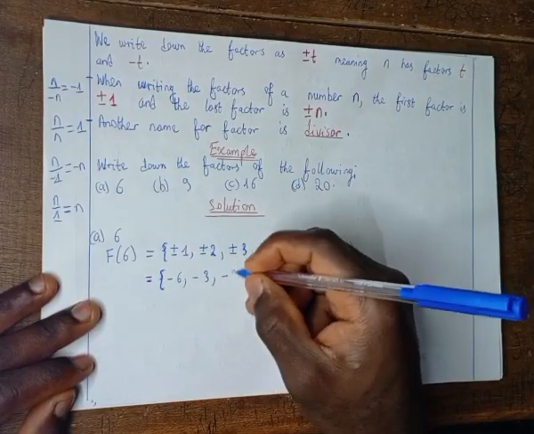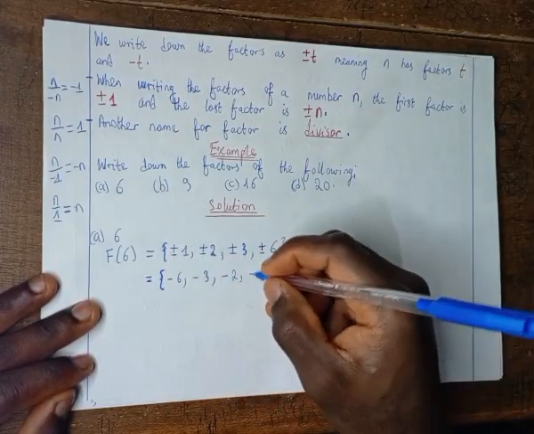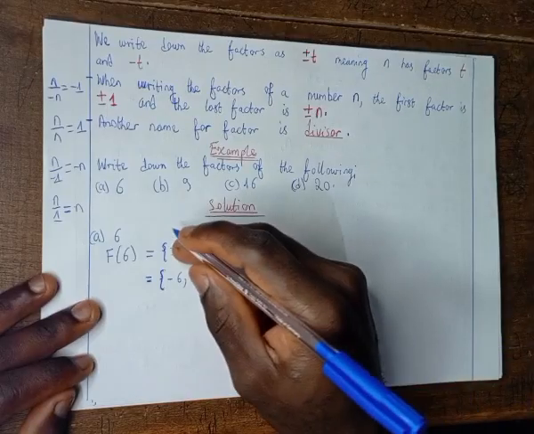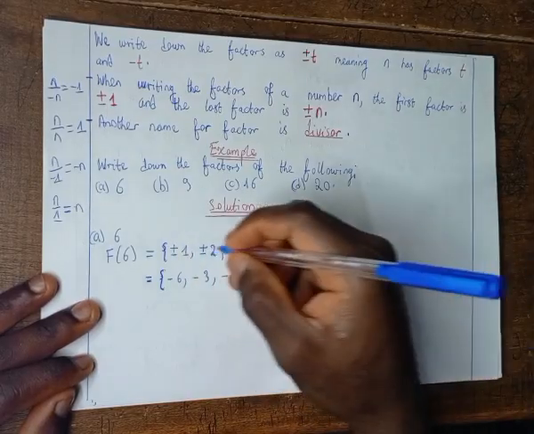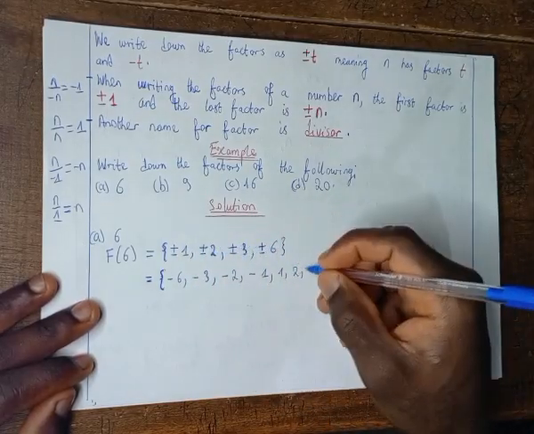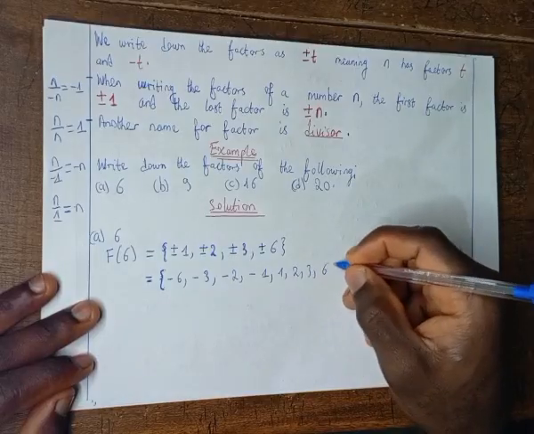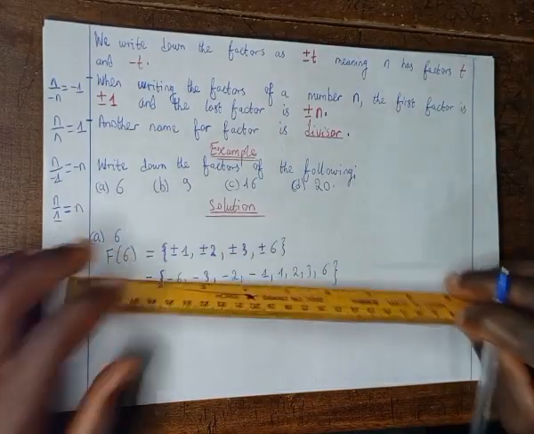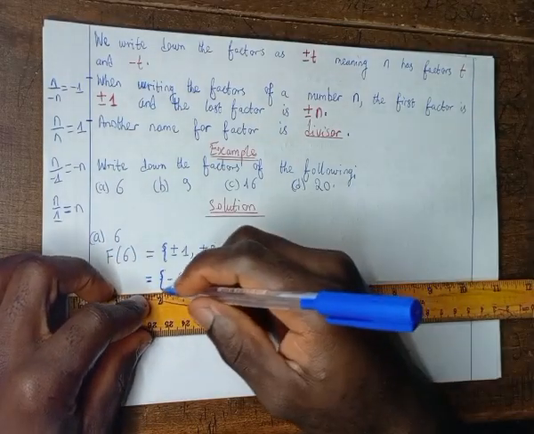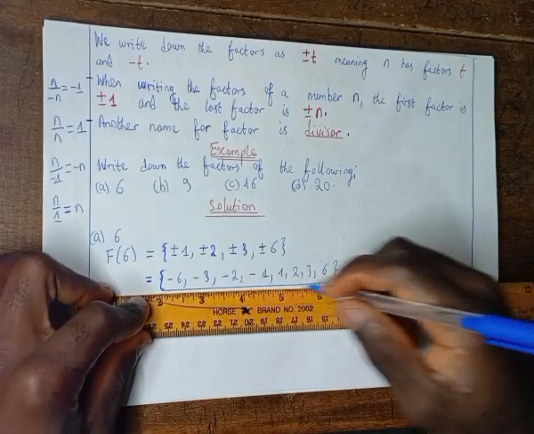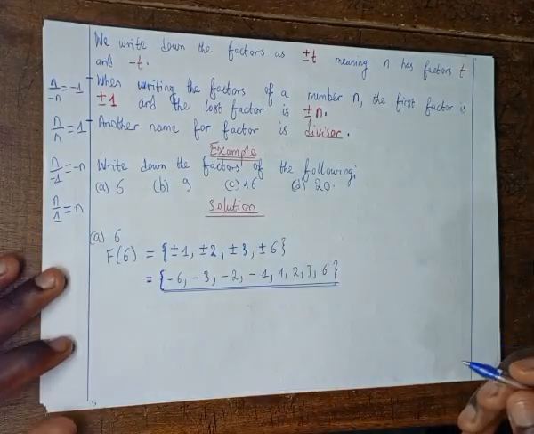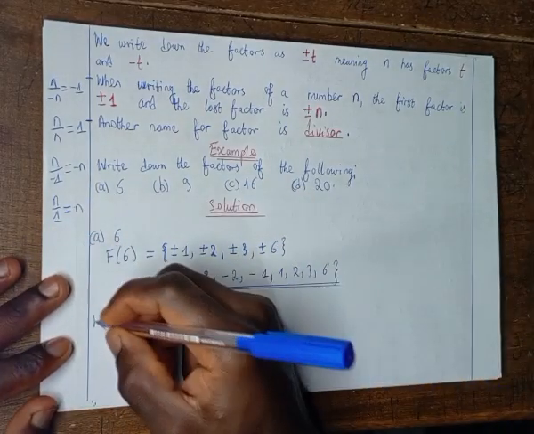Then -3, -2, we move now to -1. Now for the positive factors, we have 1, 2, 3, and lastly 6. These are the factors of the number 6. We underline the result. We go now to question B.